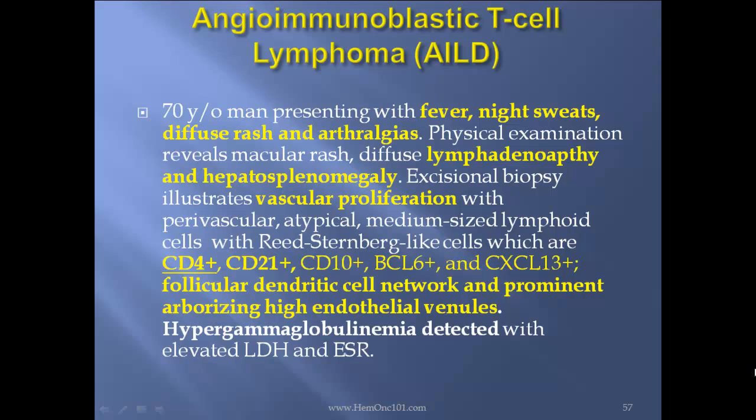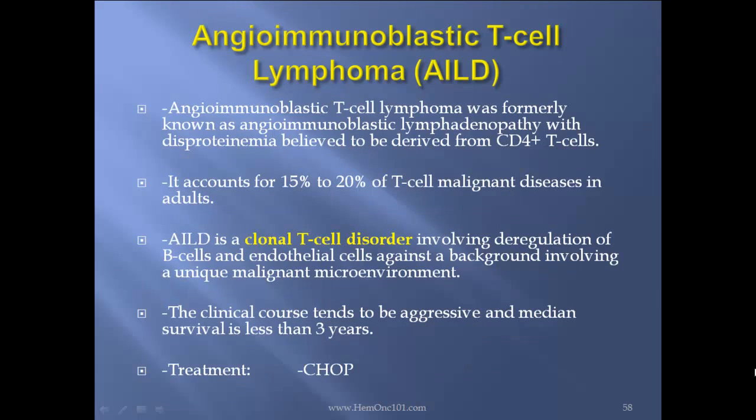Hypergammaglobulinemia detected with elevated LDH and ESR. Angioimmunoblastic T-cell lymphoma, formerly known as angioimmunoblastic lymphadenopathy with dysproteinemia, is believed to be derived from CD4 positive T cells. It accounts for 15 to 20% of T-cell malignant diseases in adults, so fairly not uncommon. It is a clonal T-cell disorder involving deregulation of B cells and endothelial cells against a background involving a unique malignant microenvironment. The clinical course tends to be aggressive, and median survival is less than 3 years. Treatment: CHOP.